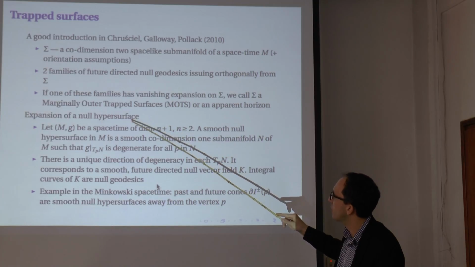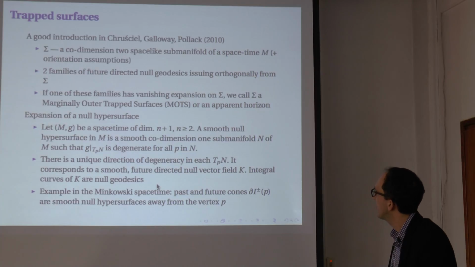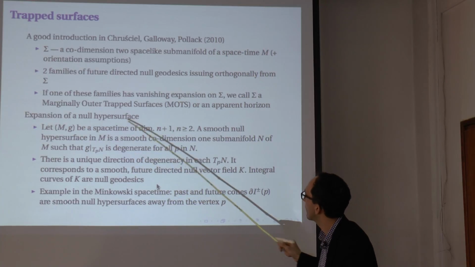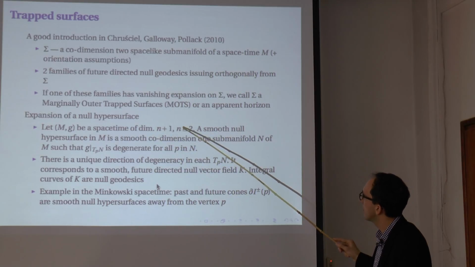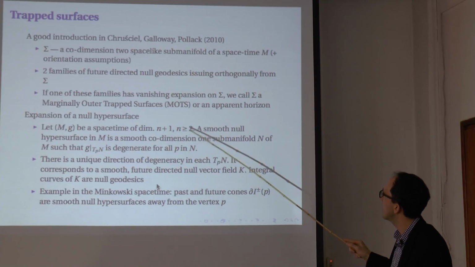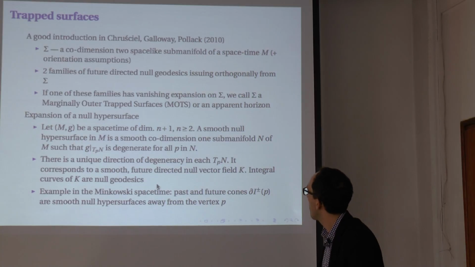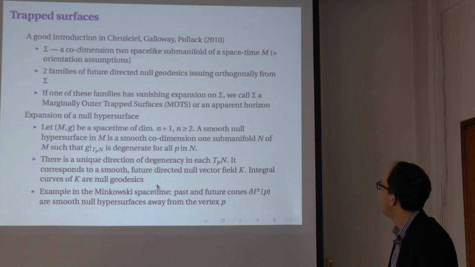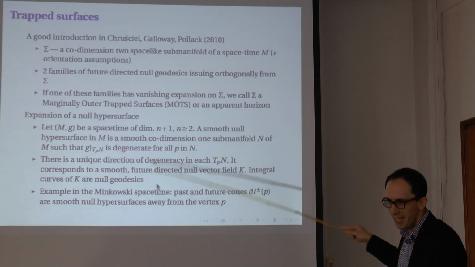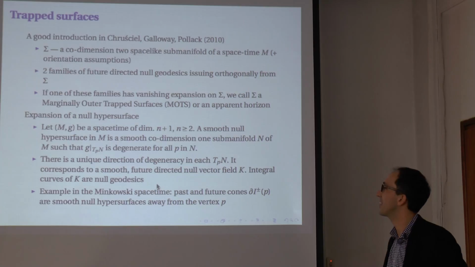Let's start with the expansion of what's called a null hypersurface. So imagine we've got a spacetime with dimension n+1, and in order for all those definitions to make sense, n must be at least 2. N being 3 is absolutely perfect. And all my examples will apply to the standard 4-dimensional case.